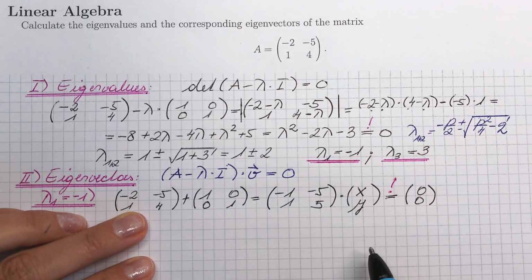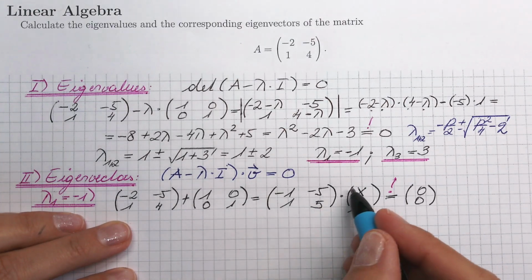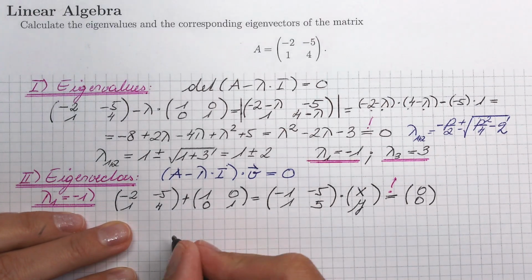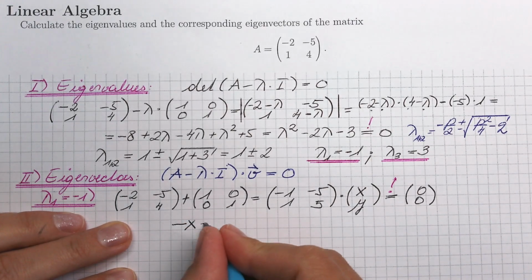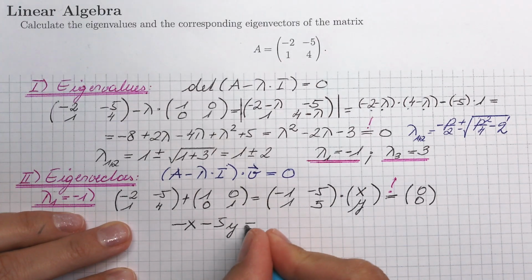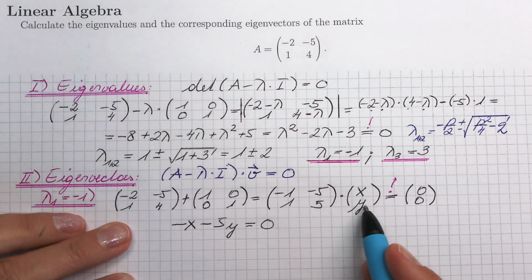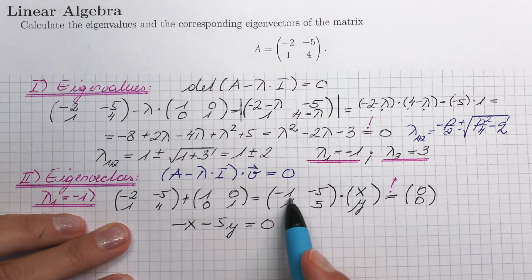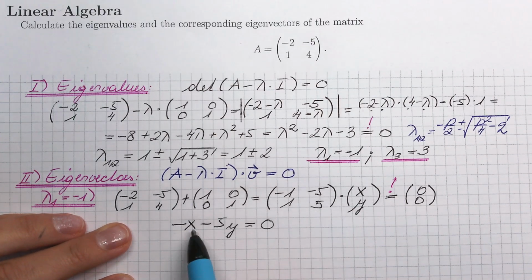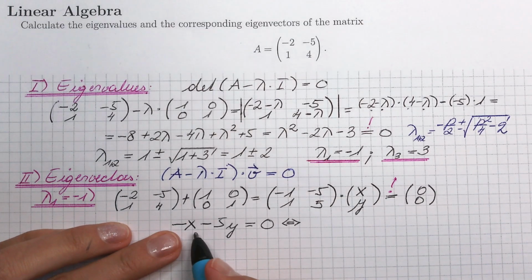Okay, now we know from matrix multiplication we need to solve two equations here, so we just multiply. Minus 1 times x is minus x, plus minus 5 times y, minus 5y, equals 0. And we don't really need the second equation. Why? Because we see the second row is linearly dependent on the first row. If we multiply the first row by minus 1, we get the second row. So we stay here with the first row, and we just do some equivalence transformations to get x.